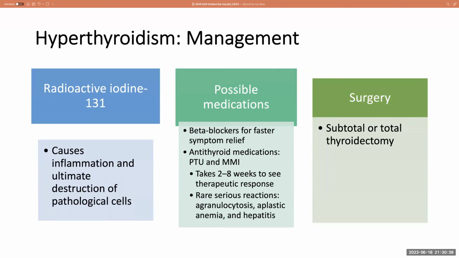The beta blockers are given for faster symptom relief. They're given for symptom relief. They don't really change how much thyroid hormone is being put out there, but they do allow for some symptom relief while the patient is getting treated.